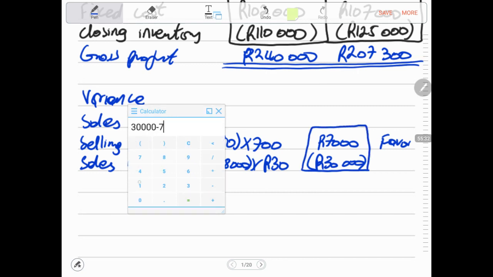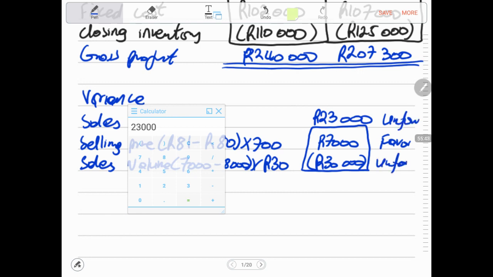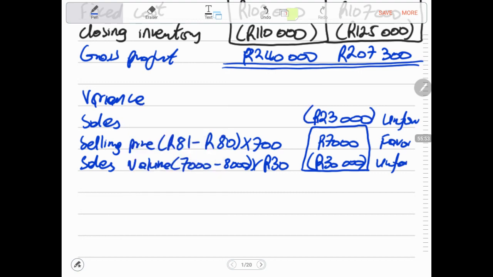So the net of this variance will be minus 7,000, then it is 23,000, and 23,000 will be unfavorable, because the total of this was unfavorable, so this becomes negative. I just combined both of the variances under sales, meaning the volume and the price, the sales variance.